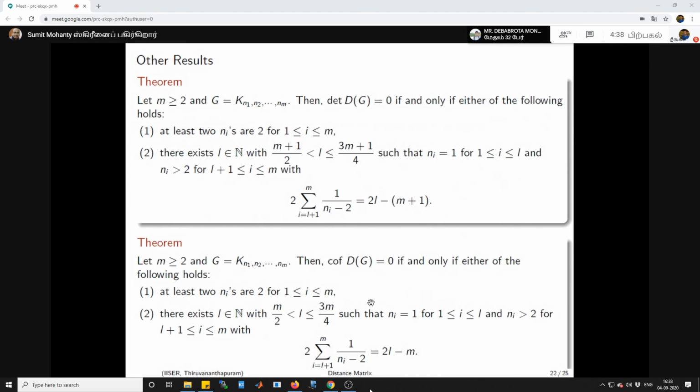These are if and only if conditions. In fact, for every L in this partition, if we choose any L, it is possible to find ni's satisfying this. So we can find a complete multipartite graph for which the determinant cofactor is 0. So it is a complete characterization of exactly when the determinant cofactor can be 0 in a complete multipartite graph. For m greater than or equal to 3, and for 2 it is only 2, 2.